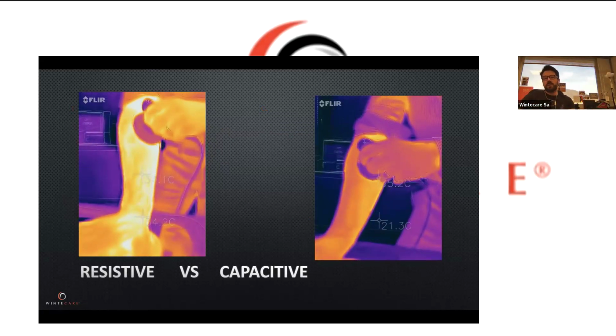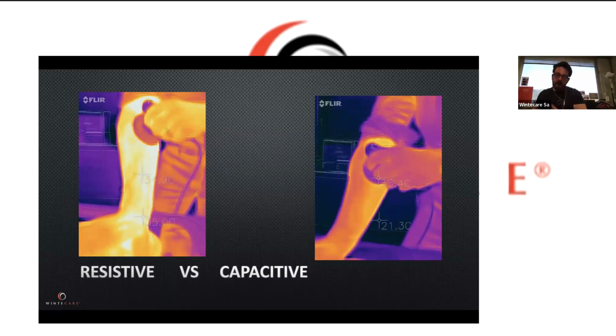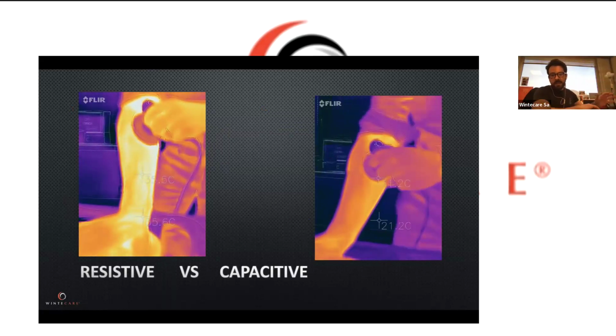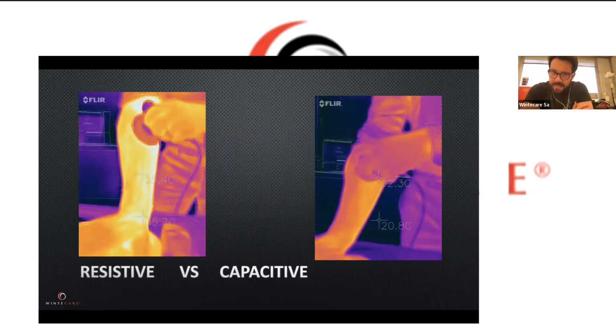This turns into evidence also in thermography. Left, we have resistive. Right, we have capacitive.